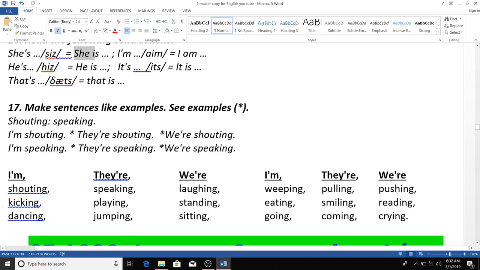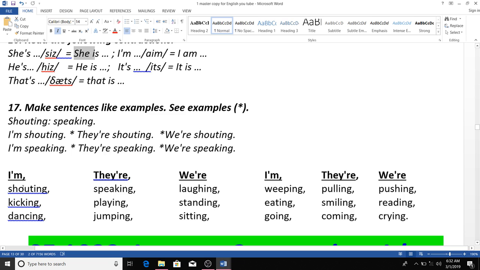Here I am shouting, they are shouting, we are shouting, I am speaking, they are speaking, we are speaking. I'm shouting, they're shouting, we're shouting, I'm speaking, they're speaking, we're speaking. We don't say we are speaking, they are speaking. Generally, we say they're speaking, we're speaking, we're shouting, they're shouting, I'm shouting, I'm speaking, okay?